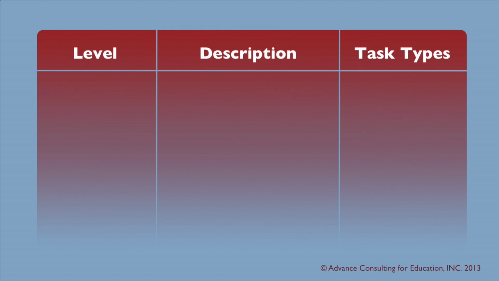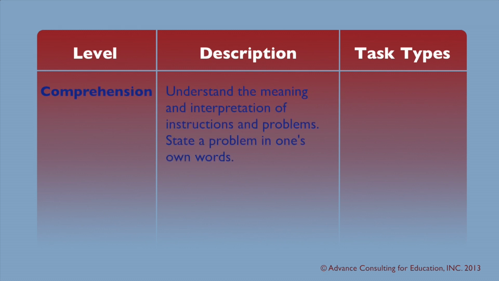The second level is comprehension. At this level, students understand the meaning and interpretation of instructions and problems. They're able to state a problem in their own words to demonstrate that they've understood it. Task types that we can give students at this level include interpret, paraphrase, modify, and explain.